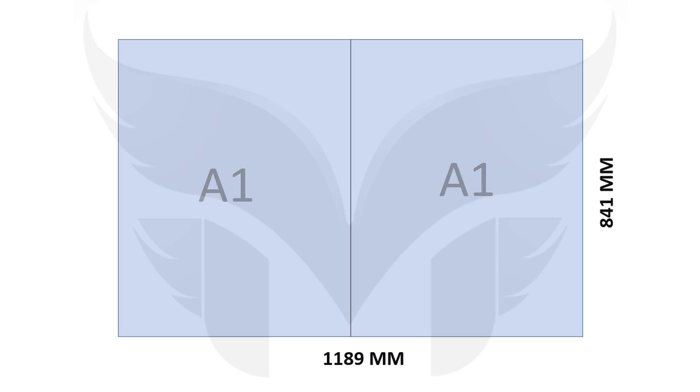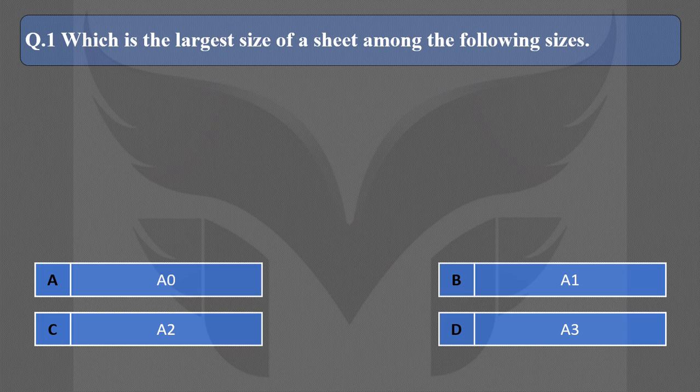And if we divide this sheet into two halves, then we get two A2 sheets. If we divide this sheet again into two halves, then we get two A3 sheets. And by cutting an A3 sheet into two halves, we get, yes, two A4 sheets. So dear friends, here A0 is the largest sheet and A4 is the smallest. And hence, the correct option for this question is A0. Let's see the next question.